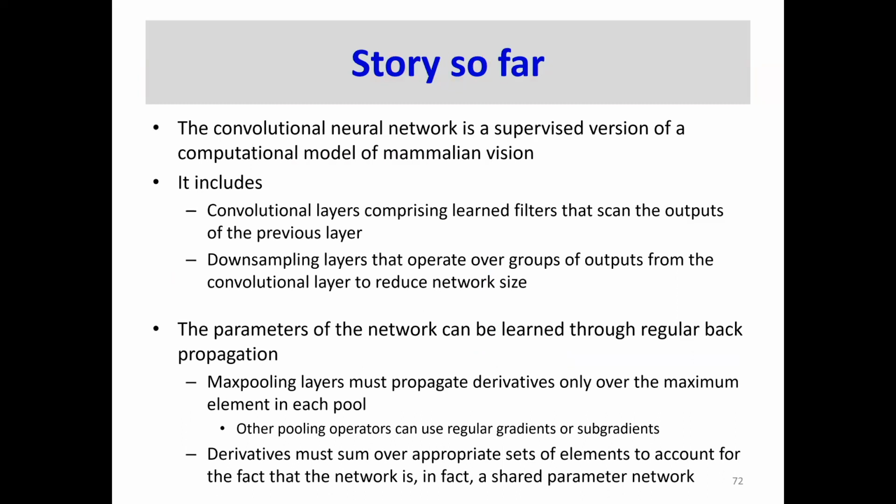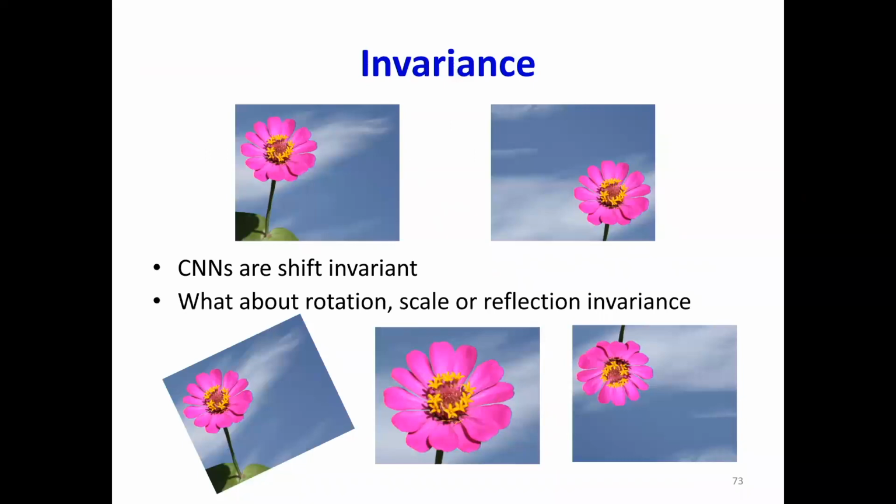Now the parameters of the network can be learned through regular backpropagation. Those are the summaries on the slides, right? But then there were a few more questions asked. How do you handle scale? If I'm looking for flowers of this size, what would I do if my flowers were larger than that?